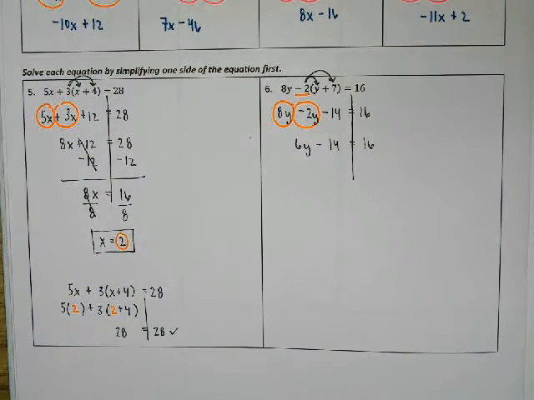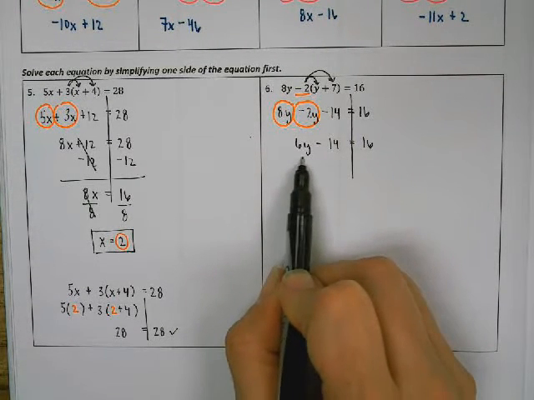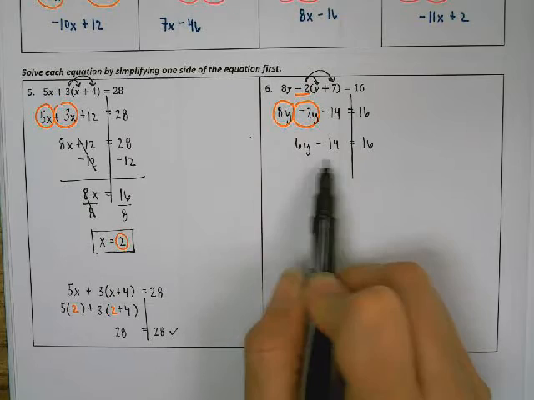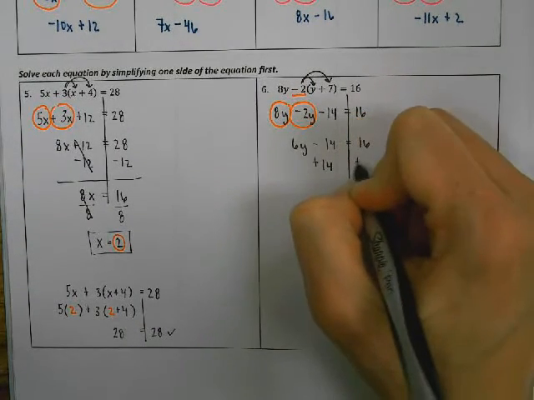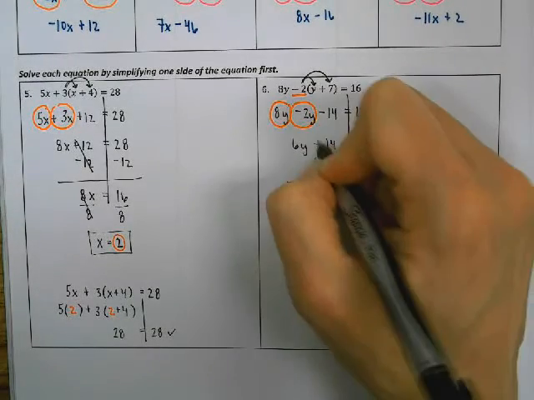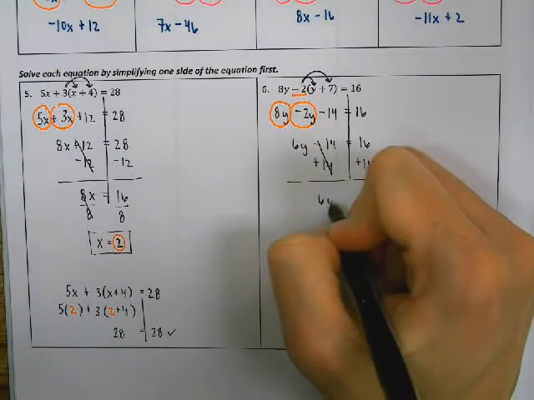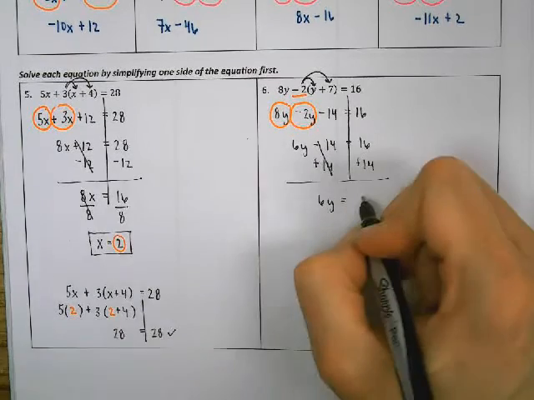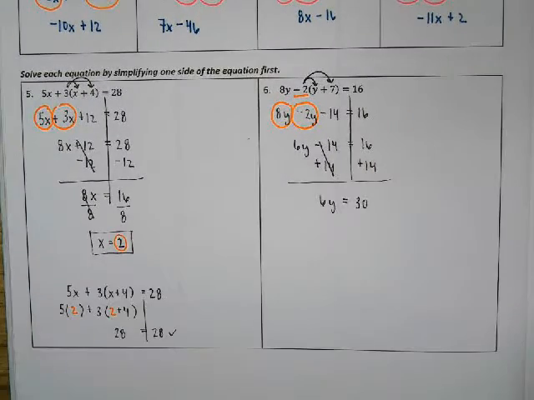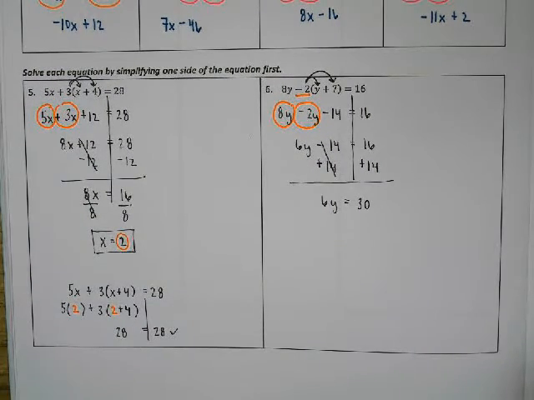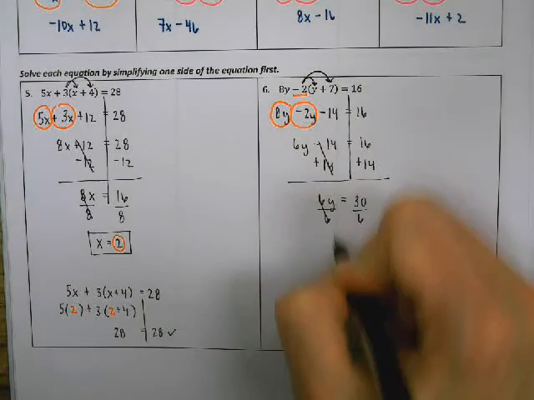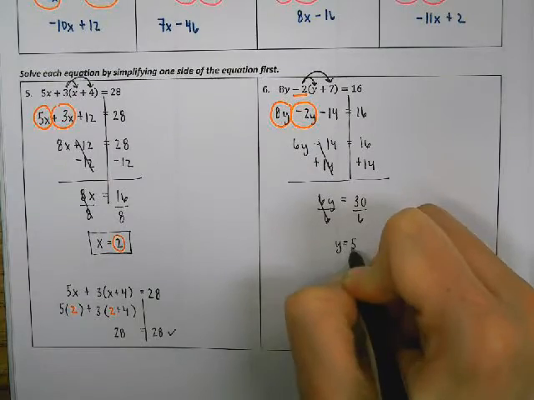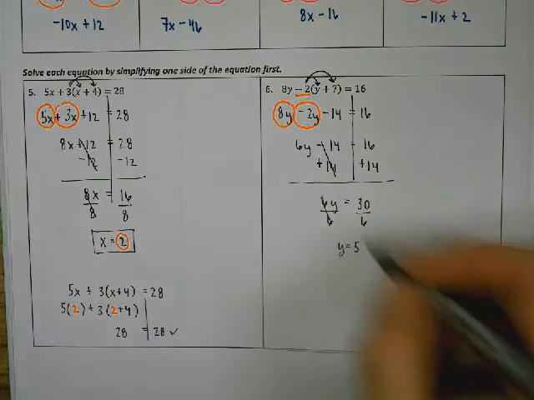And now again, basic two-step equation. So here I go. Variable is over here on the left. I need to move this constant, and I'm going to do that by adding 14. Then bring down my 6y. And on the right side, when I do that, I'm going to get 30. One step left, I'm going to divide by 6 on both sides, and I get y is equal to 5.